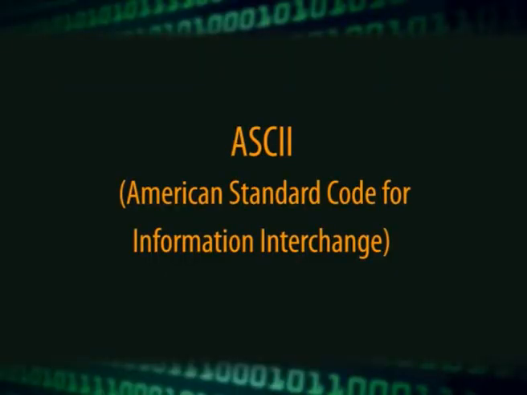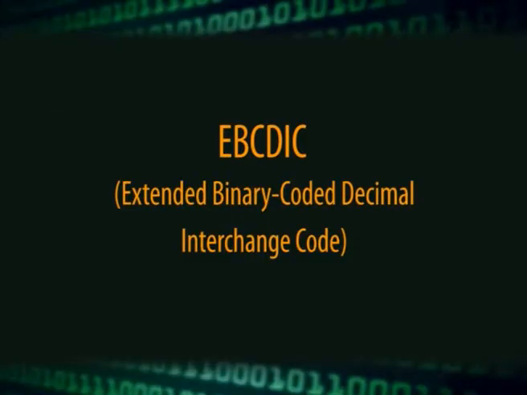Two of the most widely used coding schemes are ASCII, the American Standard Code for Information Interchange, in which each character is represented as a 7-bit binary code. The IBM mainframe uses a different coding scheme, called EBCDIC, the Extended Binary Coded Decimal Interchange Code. In the EBCDIC coding scheme, an 8-bit code is used to represent a character.